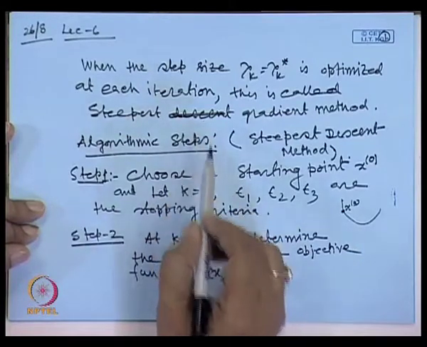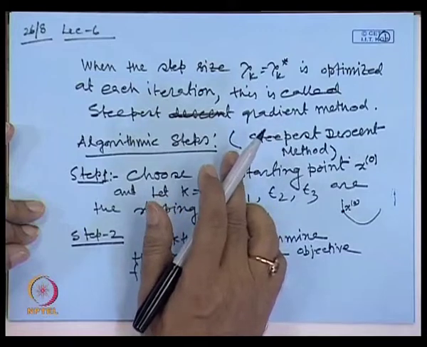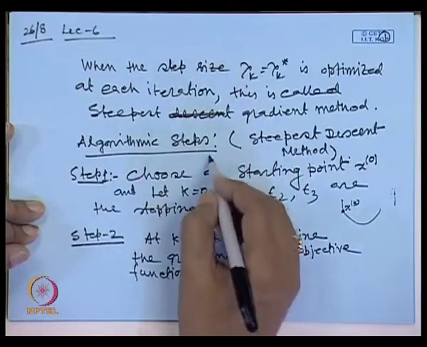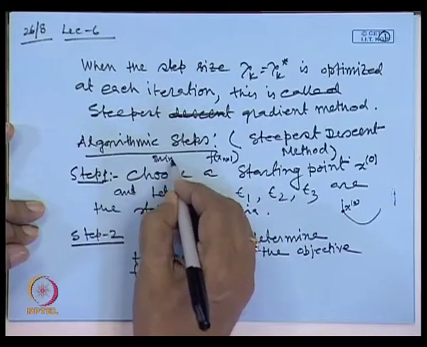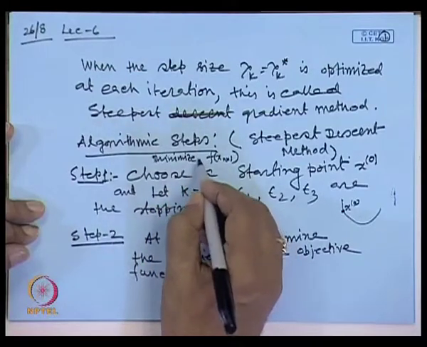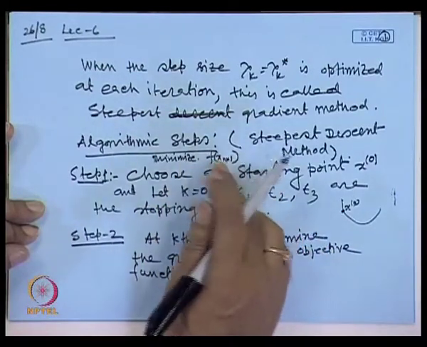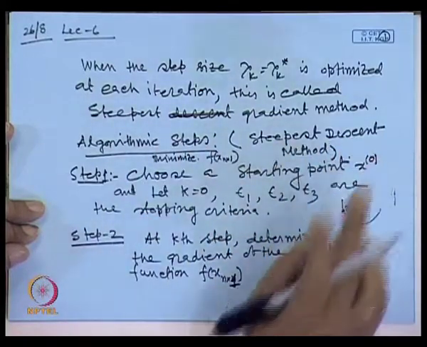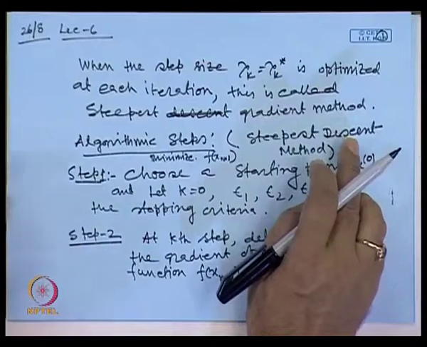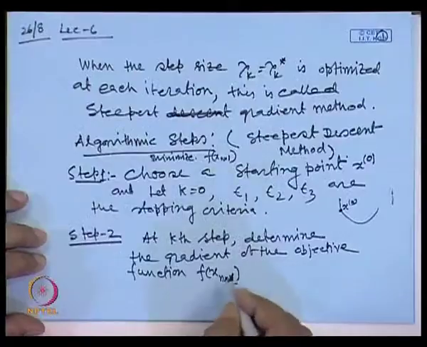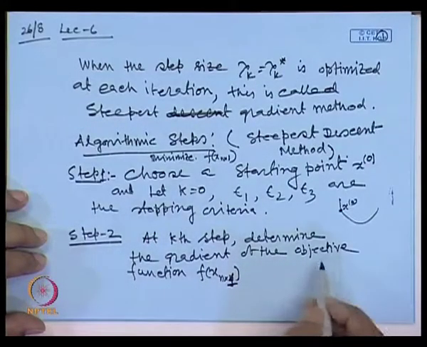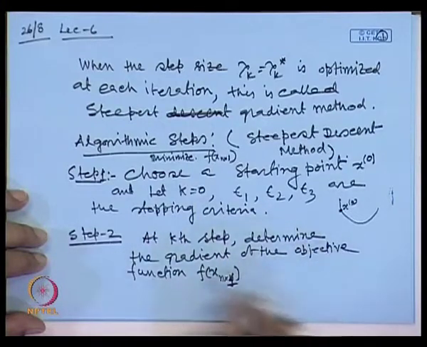So, our job is the minimization of that objective function f of x using the steepest descent method. Descent means that from one iteration to another, the function value should decrease from the previous iteration's value, a downward movement of function values. So, determine the gradient of the objective function.